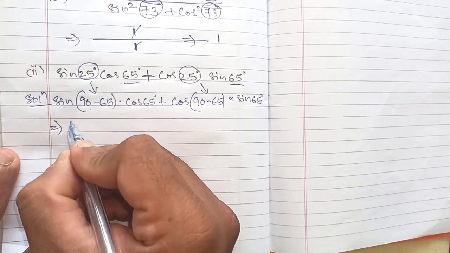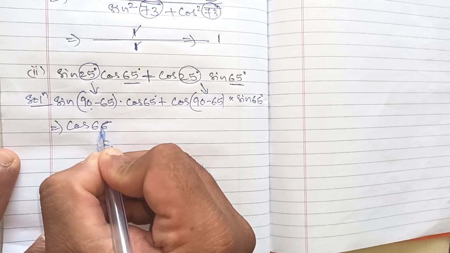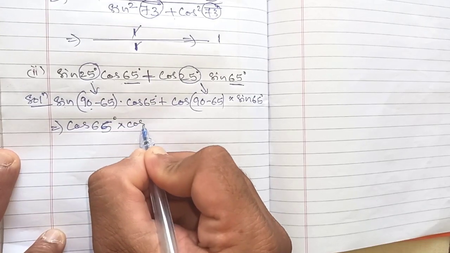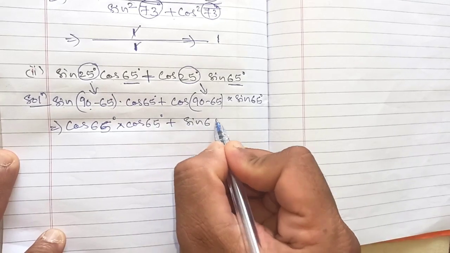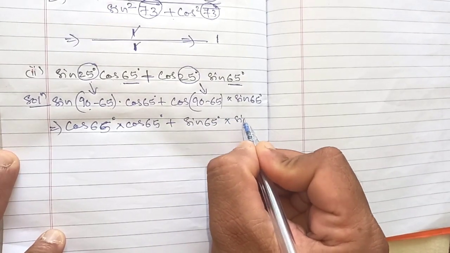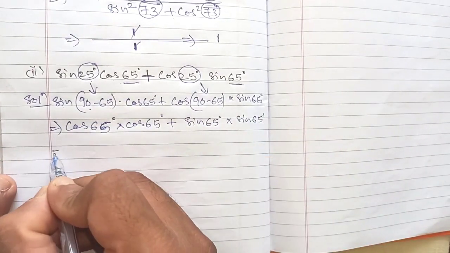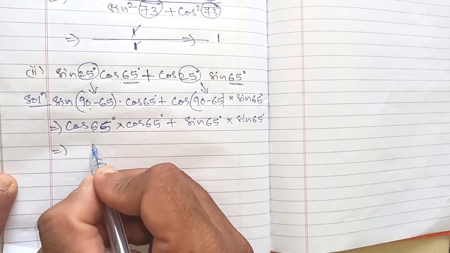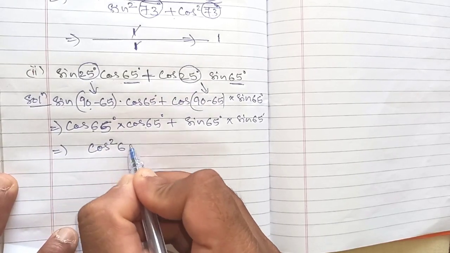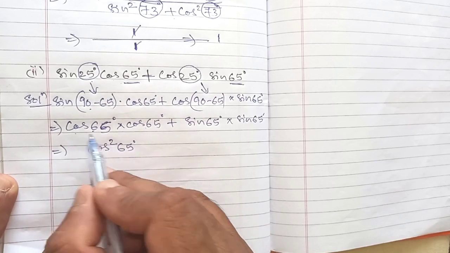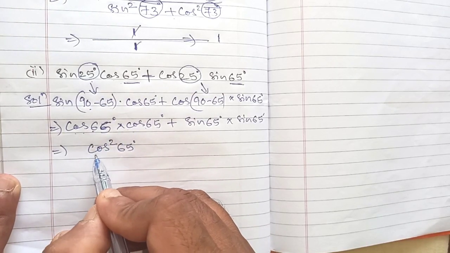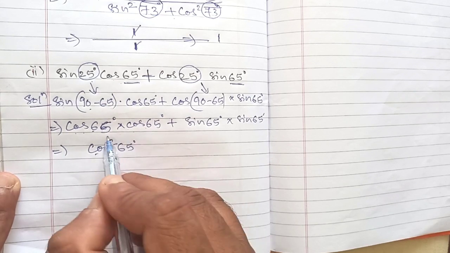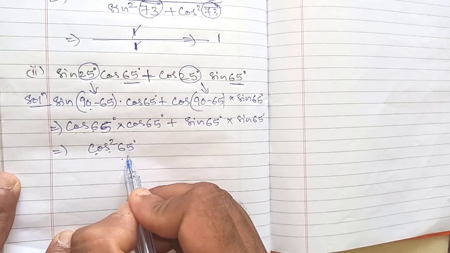Sine 90 minus theta is cos theta, into cos theta, plus cos 90 minus theta is sine theta, into sine theta. Cos 65 into cos 65 is cos square 65 degree. Remember, whenever you are multiplying any two trigonometric ratios, the ratio will get the power, the degrees won't get the power, the degree will be the same as it is.